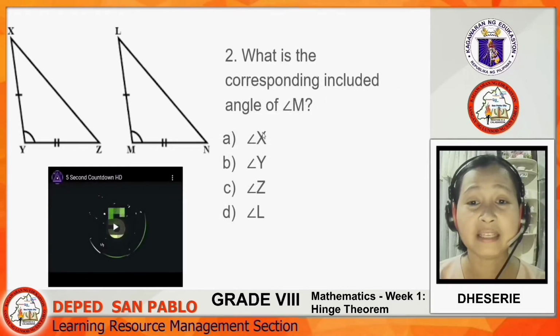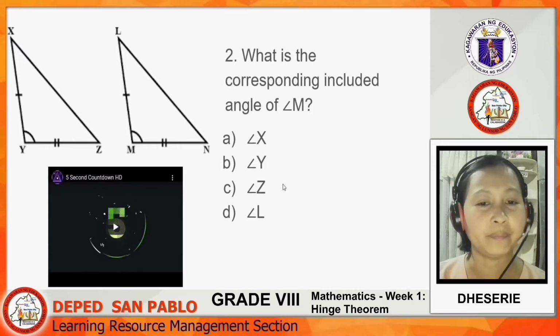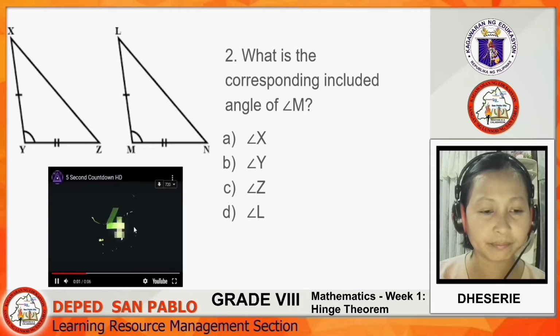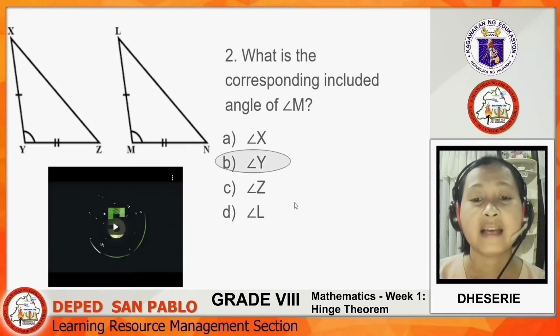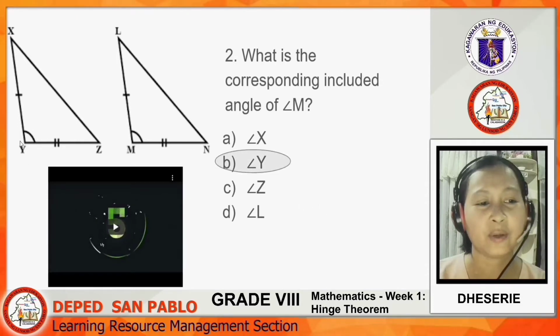What is the corresponding included angle of angle M? Again, what is the corresponding included angle of angle M? 5 seconds to answer. The correct answer is angle Y. So, angle Y corresponds to angle M. Okay, so I know that you have the same answer with me.